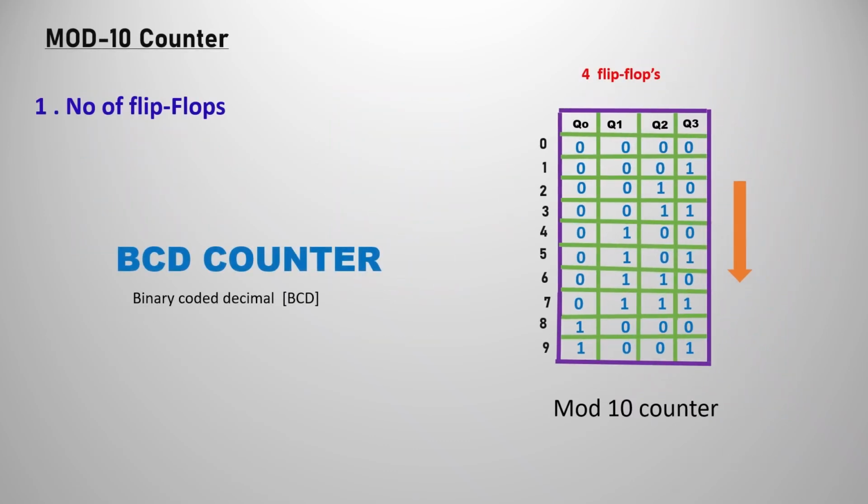The first step is to find the number of flip-flops. We understood the number of flip-flops is 4 because we start from 0 and end at 9. So total 0 to 9, that is 10 states. So this is known as a mod 10 counter. It is also known as the BCD counter. BCD means binary coded decimal. So it is also called binary coded decimal or mod 10 counter, anything we can call it.